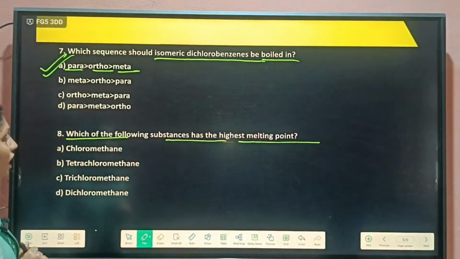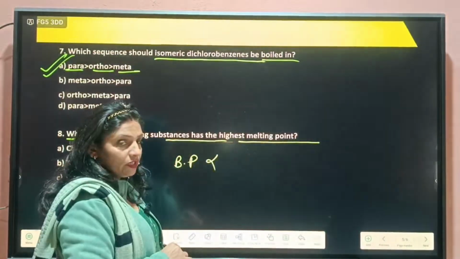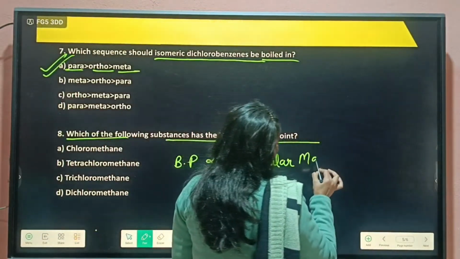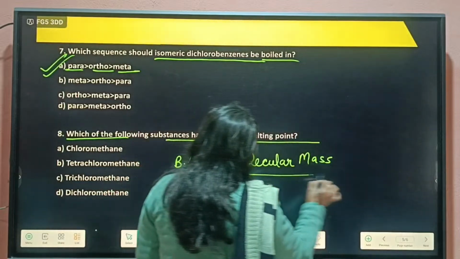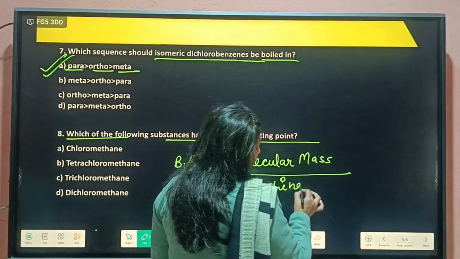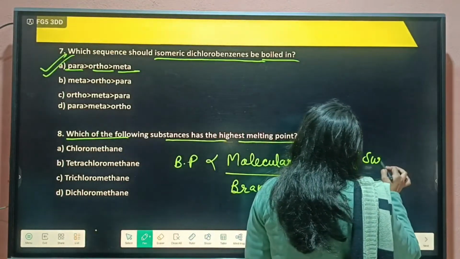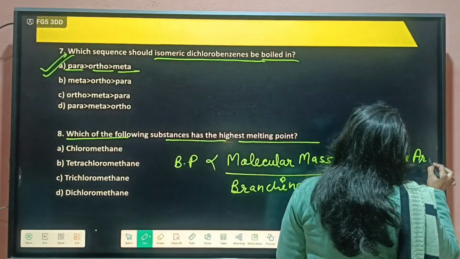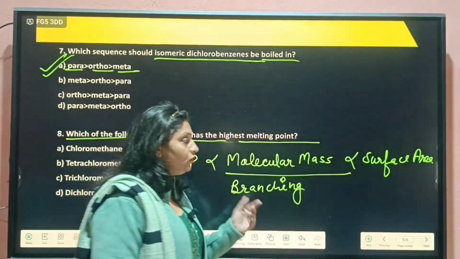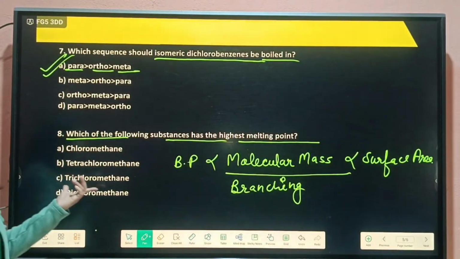Next one is, which of the following substances has the highest melting point? Boiling point and melting point are directly proportional to the molecular mass, inversely proportional to the branching, and also directly proportional to the surface area. First of all, you will see the molecular mass. If molecular mass is the same, then you can go with surface area. So here, see the options.